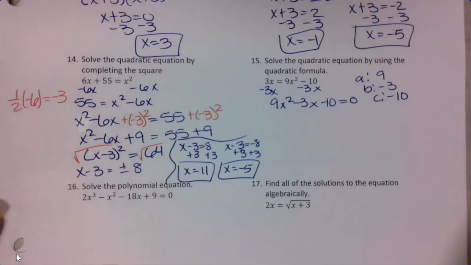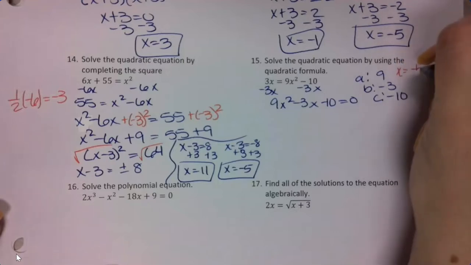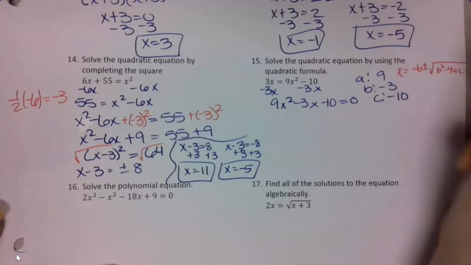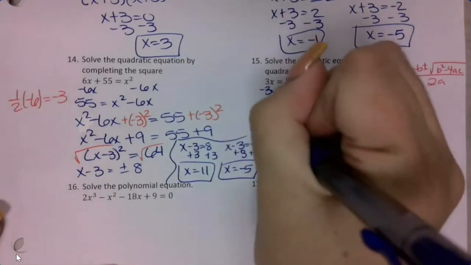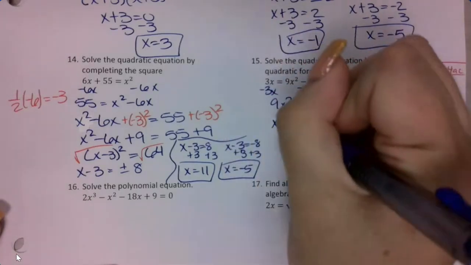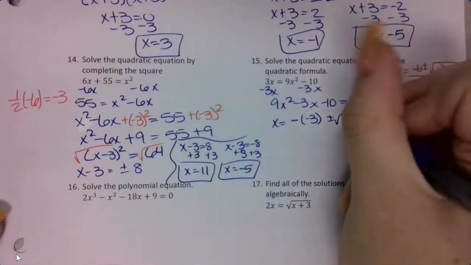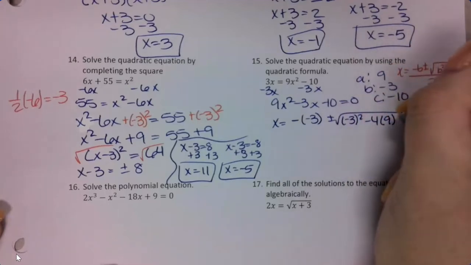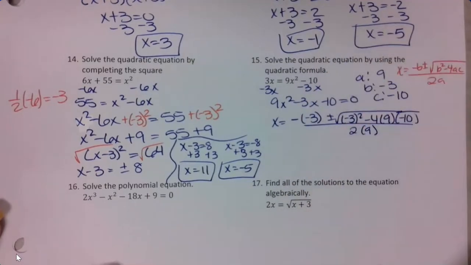Then I want to plug into the quadratic formula, which remember is x equals negative b plus or minus the square root of b squared minus 4 times a times c, divided by 2a. So then I'm plugging into that. I get x equals negative negative 3 plus or minus the square root of negative 3 squared minus 4 times 9 times negative 10, all divided by 2 times 9. So then I want to go ahead and type this into my calculator.